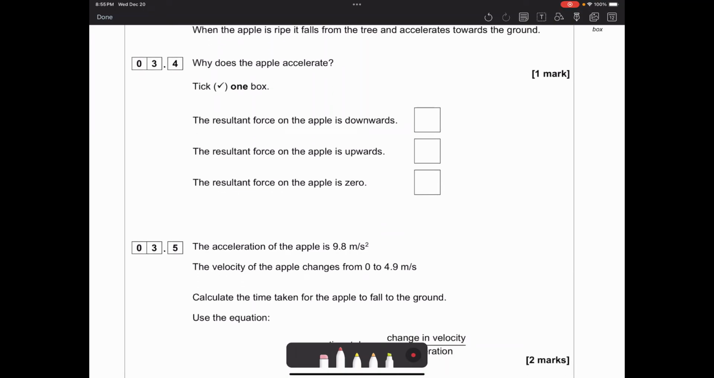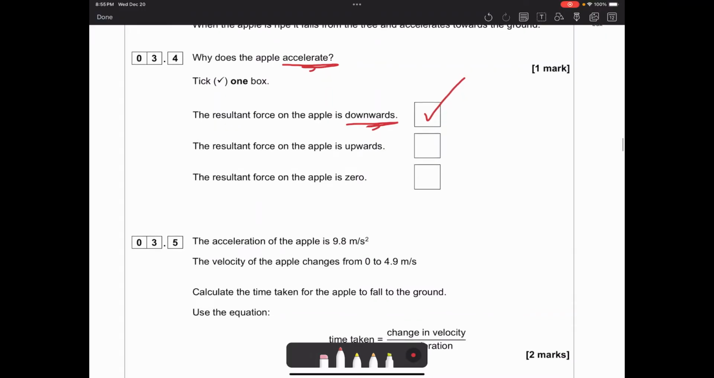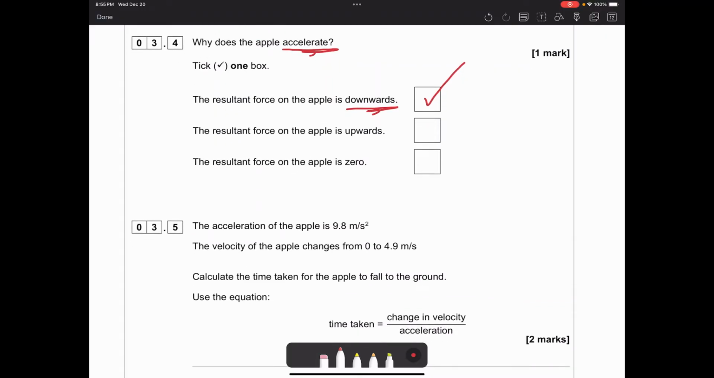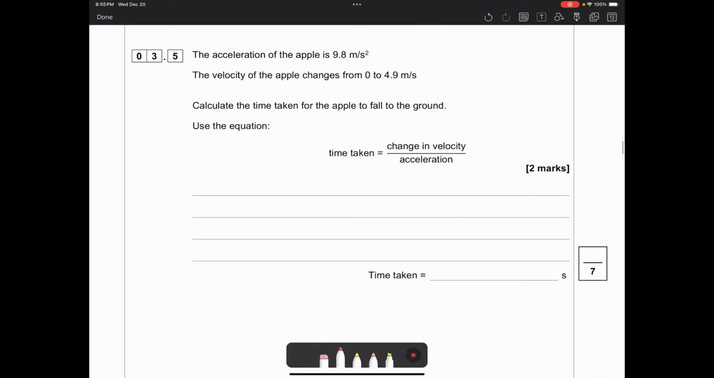When the apple is ripe, it falls from the tree and it accelerates towards the ground. Why does the apple accelerate? Is it because the resultant force on the apple is downwards, upwards, or 0? Well, it's accelerating downwards, so the resultant force is therefore down. The overall force on the apple is bigger, going down towards the earth, and therefore it accelerates.